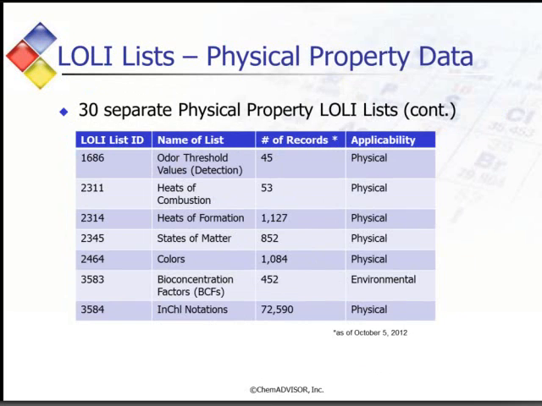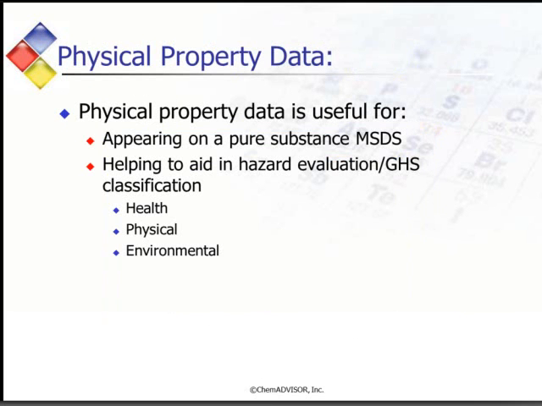Physical property data should be used to directly populate a pure substance SDS, or to be taken into consideration for hazard evaluation and for GHS classification. Physical property data addresses not only physical hazards, but also helps estimate or determine health and environmental hazards.